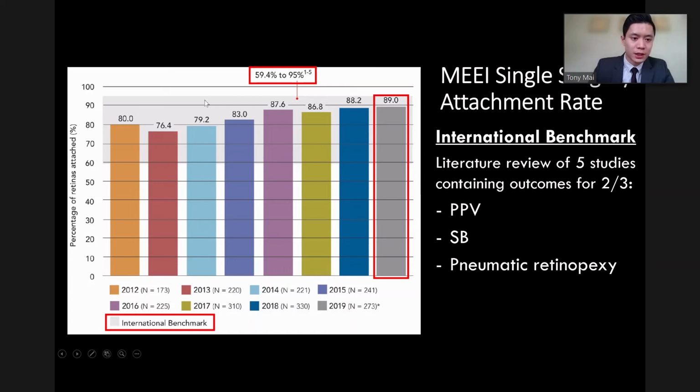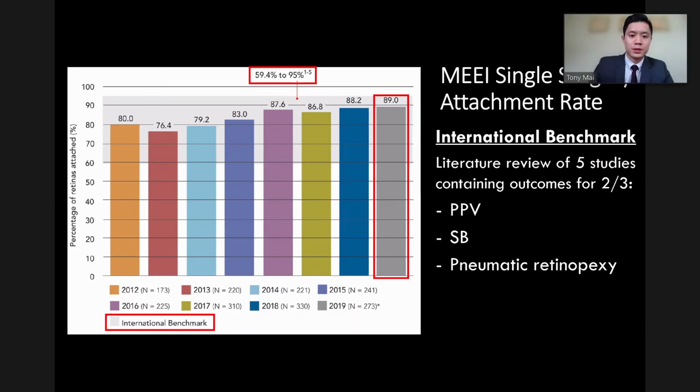They did a literature review of 5 studies, and these 5 studies had outcomes for PPV, scleral buckle, and pneumatic retinopexy, at least 2 out of 3 of those. And they made a range out of those, and that was anywhere between 59.4% to 95% for being attached after the surgery. Now, I went into these studies myself and looked at it, and they had a lot of variations. They did not have the same exclusion criteria as Massachusetts Eye and Ear had, if anything, a lot less, where they included as many patients as they could and did not have very good specific time frames for looking at whether they were attached or detached 3 or 5 months post-op. It was more of a broad study.